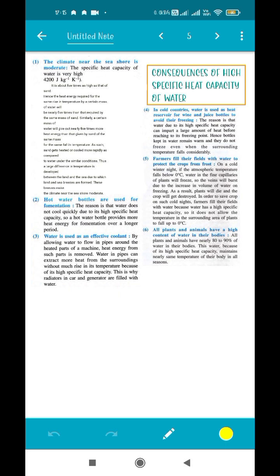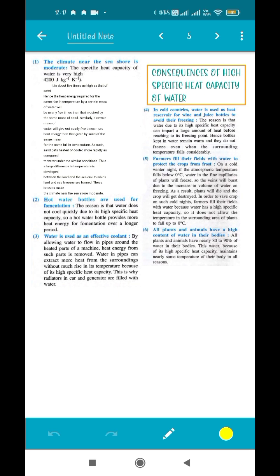So like we studied, water requires a huge amount of heat to change its temperature from one value to another. So all the heat from the automobile parts or from the machine parts will be taken by water. So obviously the machine parts and the automobile parts will get cooled.